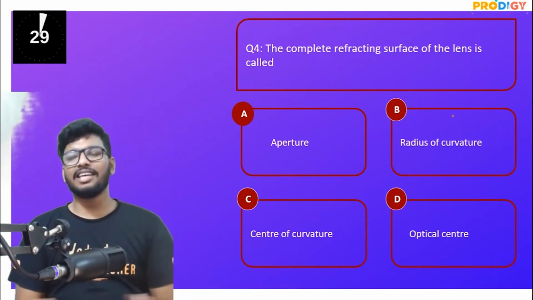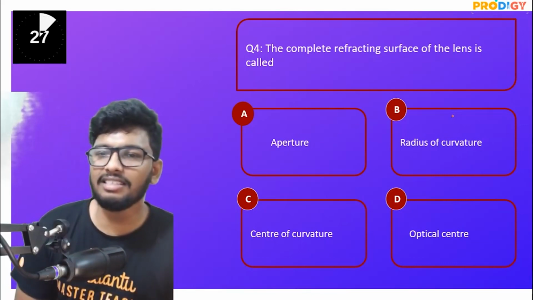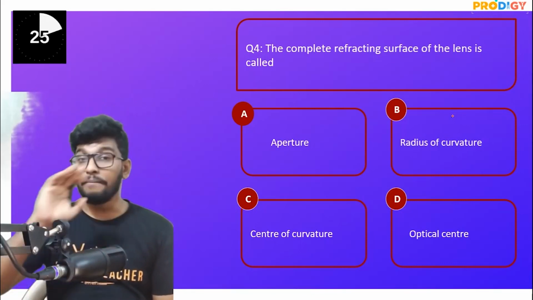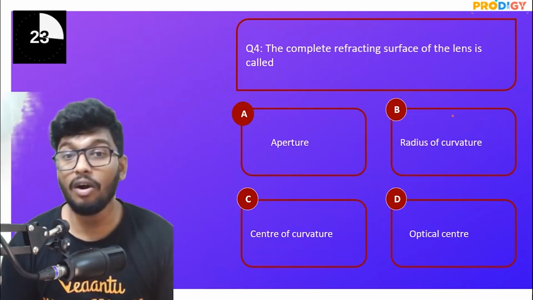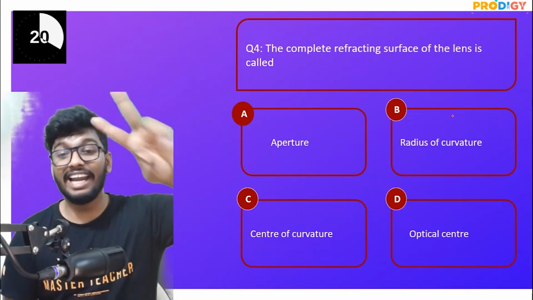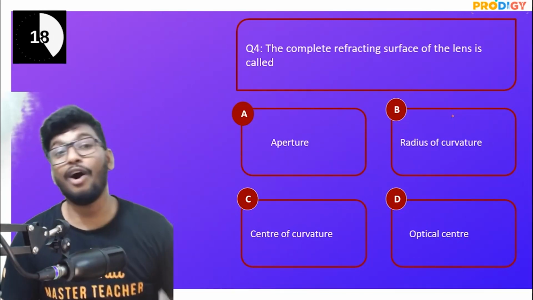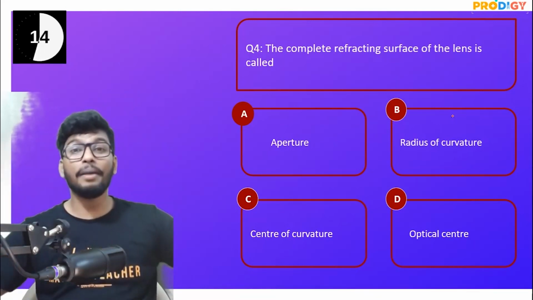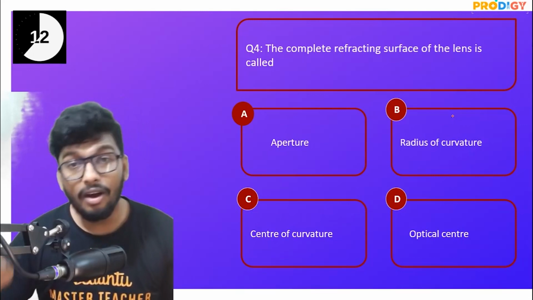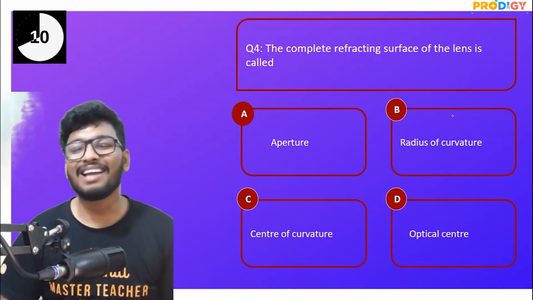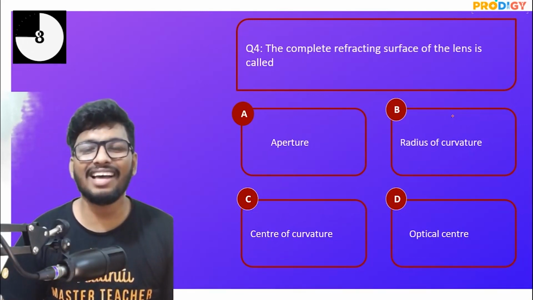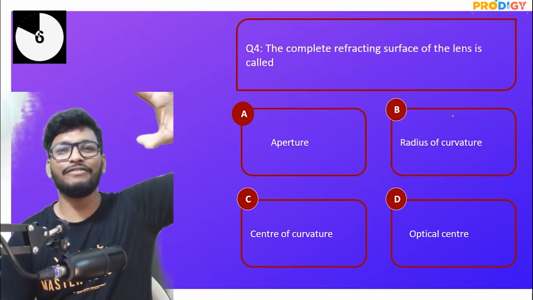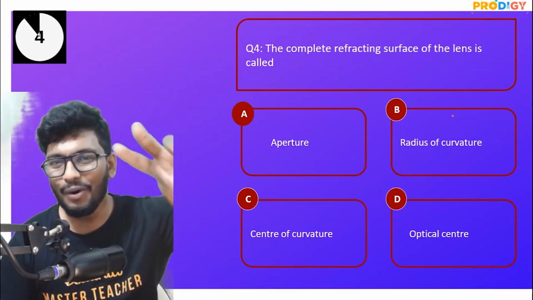Moving on to the 4th question. Here's another one. The complete refracting surface of a lens is called what? Options: aperture, radius of curvature, center of curvature, or the optical center. Once again, 15 seconds. Let's go, people. If you need more time, pause the video. Write down the answers. The complete refracting surface of a lens is called, in 5, 4, 3, 2, 1.